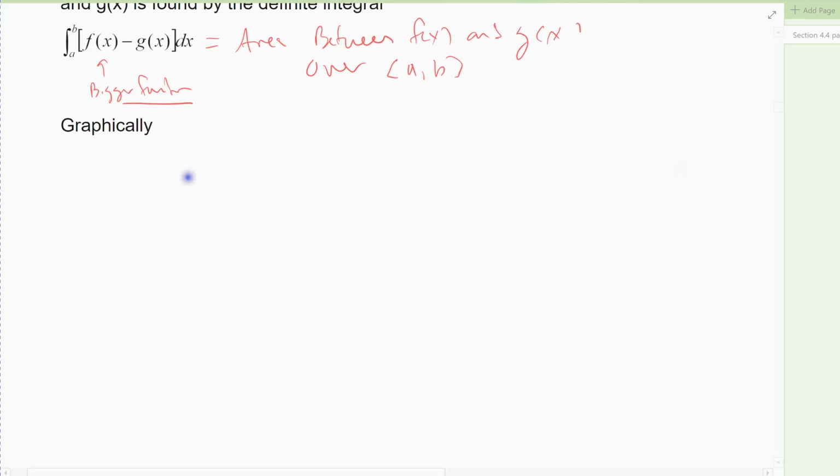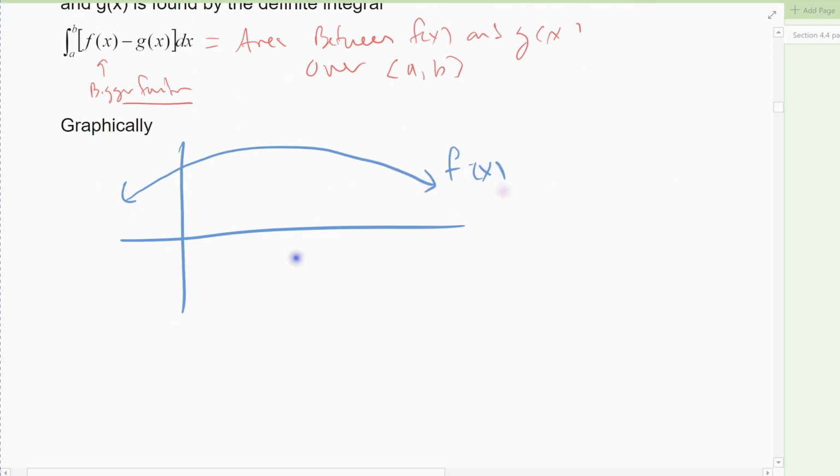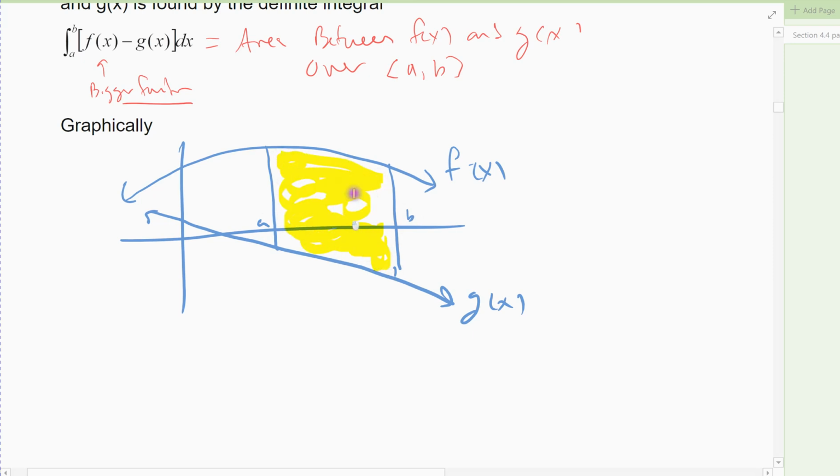What's happening graphically? Suppose I've got f of x and then g of x. This is my a and this is my b, so this is a to b. The area I'm looking at is the area between these two functions. This is the area I want to find. Remember what the area is: it's the accumulation of all the function values under f of x. So I'd be adding up all of these values. That would be the area under f of x. And then I would be taking the area under g of x.